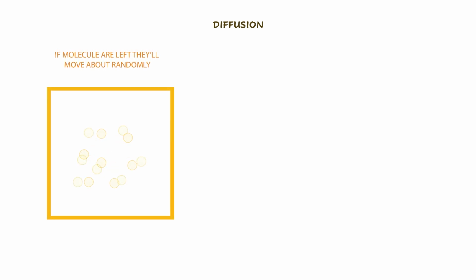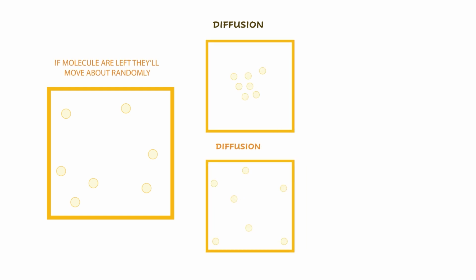The core concept of this topic is that molecules move randomly when left undisturbed. If molecules are clustered in one area, over time, they will gradually disperse due to random motion until they become evenly spread out in the available space. This process is called diffusion.